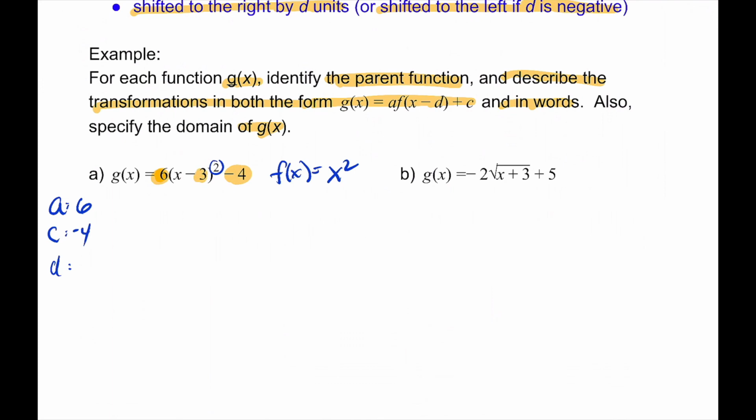Think of it as what makes inside my bracket 0. Don't focus on the -3, but focus on what value of x makes inside my bracket 0. In this case, the x value is going to be 3, so we see the d value is 3. So from there, we can list off the transformations.